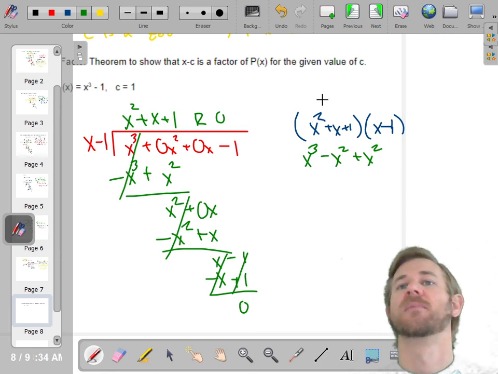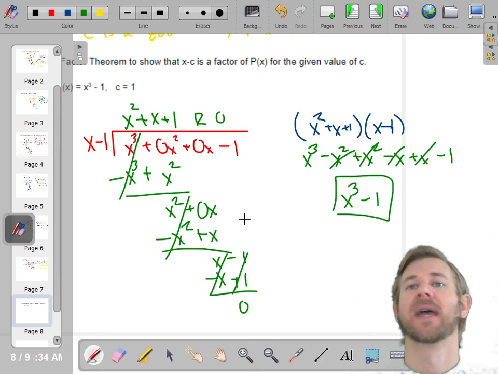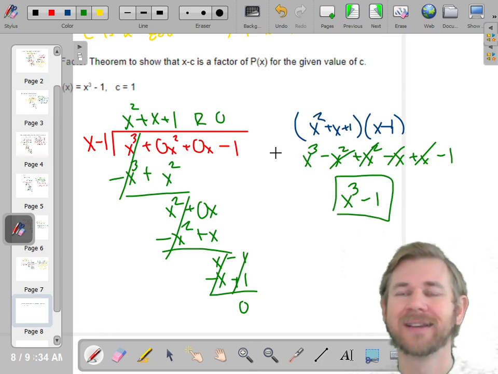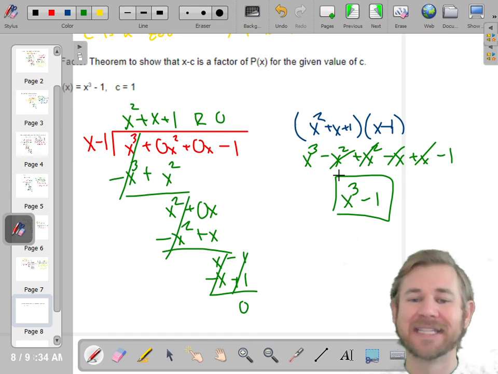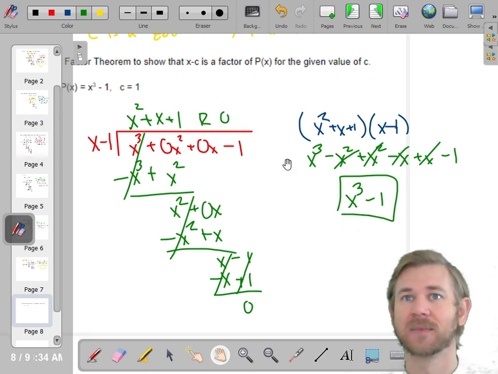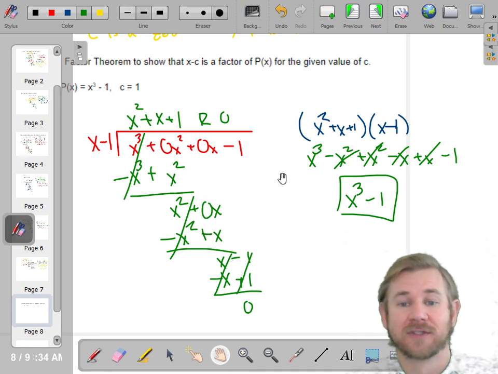Now we're going to distribute x cubed minus x squared plus x squared. So x cubed minus x squared plus x squared minus x plus x minus 1. Cancel, cancel, cancel, cancel. X cubed minus 1. Hey, look at that. X cubed minus 1. Aren't those both perfect cubes? Oh, this is a difference of cubes. And look, there's the factored form. So if you just would have straight factored it, you'd be like, yeah, it's a factor. X minus 1. So we used long division to essentially derive a difference of cubes factor.